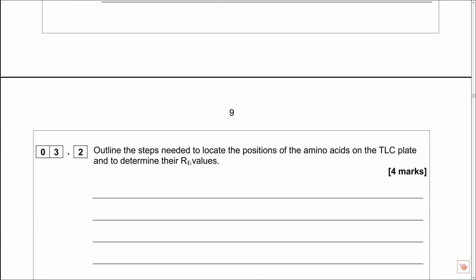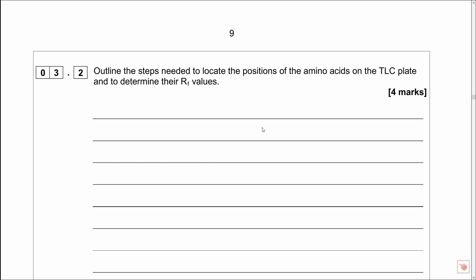Loads of room again. Ridiculous. So, outline the steps needed to locate the positions of the amino acids on the thin layer chromatography plate and determine their RF value. So we would need to spray with some sort of developing agent.